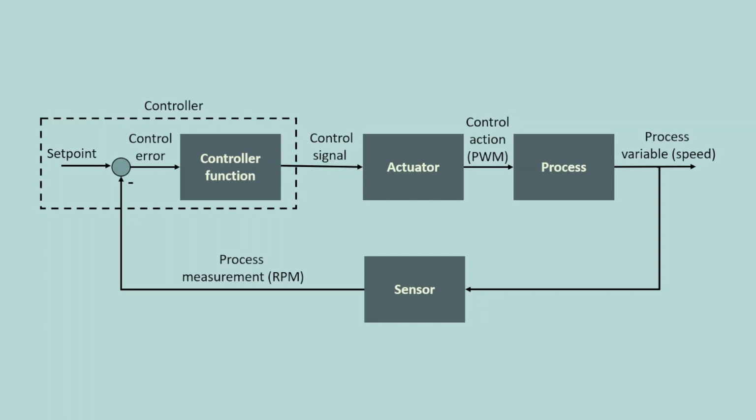A normal control loop looks like this. To the left, the set point is applied. This is the value that we want the process to have in the end. The process value is then measured by a sensor, and the control error is then calculated by subtracting the sensor value from the set point. The controller function can then use this to calculate the new control signal that it will send to the actuator to try to affect the process in the correct way.